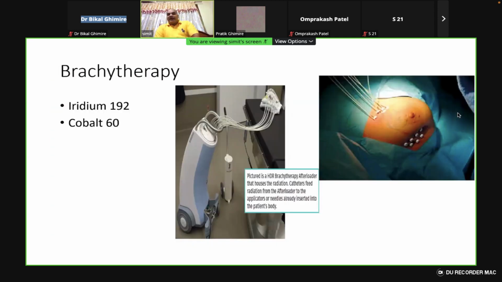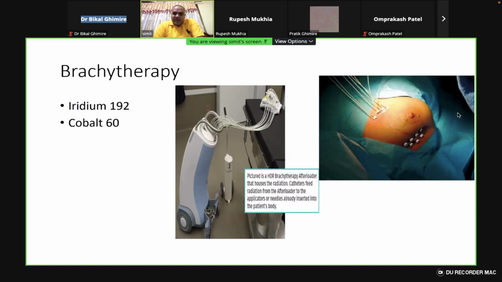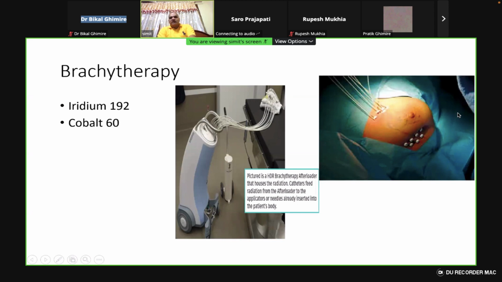Brachytherapy is another method of radiation. This is a brachy machine where a radiation source goes inside the patient. If you see in this picture, this is the catheter through which the source goes, and this is an example of interstitial breast brachytherapy, where the source goes inside the patient. Since it's given within the patient, it's called brachytherapy. Mainly two sources are used: either iridium or cobalt.